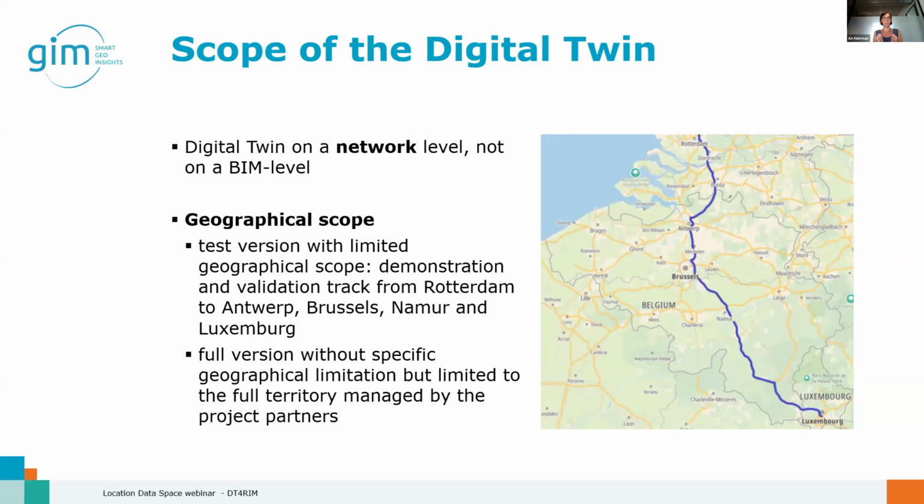And to test the solution that we will work out in the project, we have collected the data from the project partners that is available, and we will see how it matches on a demonstration and validation track that runs through all the countries of the three partners. So it starts at Rotterdam, it goes to Antwerp, over Brussels, Namur, and finishes in Luxembourg City.